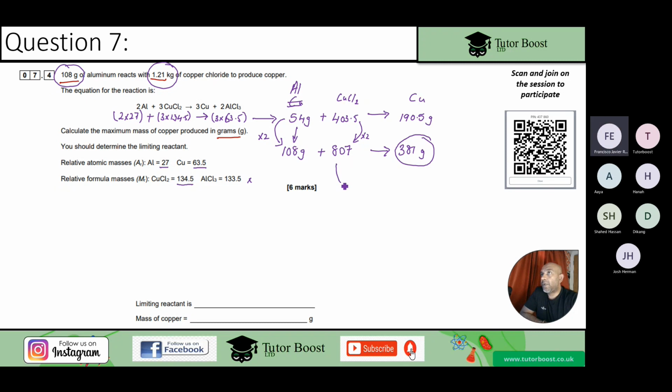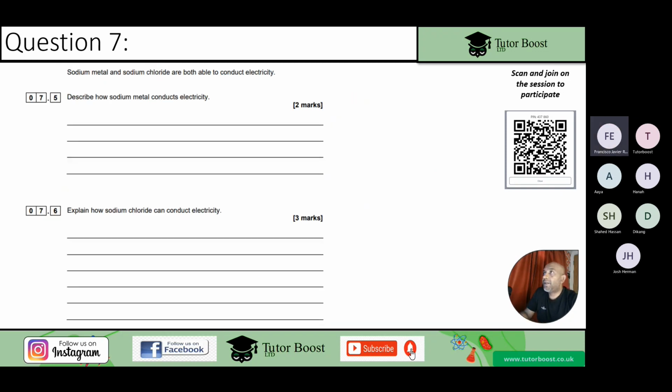So you're adding actually 1.21 kilograms, which is 1,210 grams of copper chloride, which means that is in excess. So this is in excess, which means the aluminium is the limiting reactant. There isn't enough aluminium for it to react. The mass of copper that is being produced is 381 grams.